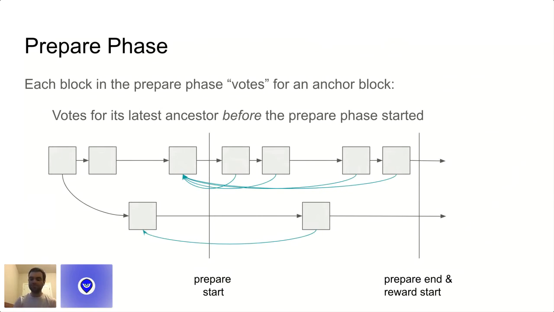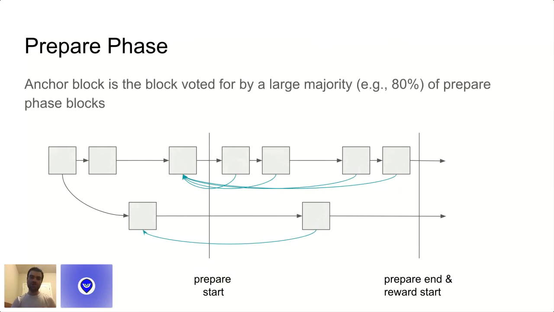that same anchor block. Now that the prepare phase has ended, we reach prepare end, we tally up these votes and figure out who the anchor block should be. So the anchor block is the block voted for by a large majority, for example, 80% of prepare phase blocks. If no block receives a sufficient number of votes, like there's high contestation in the network, then no anchor block may be selected. But here we've chosen this block as the anchor block, and we're ready to begin the reward phase.